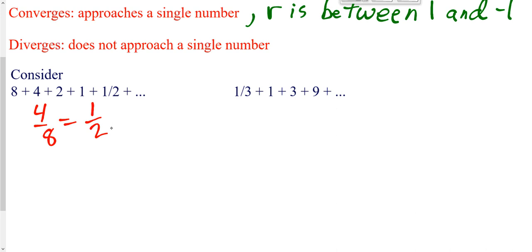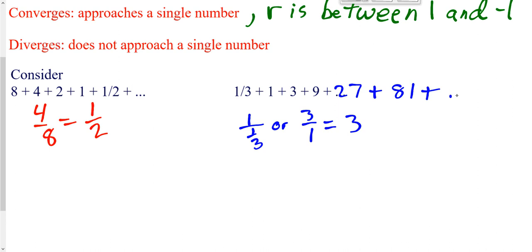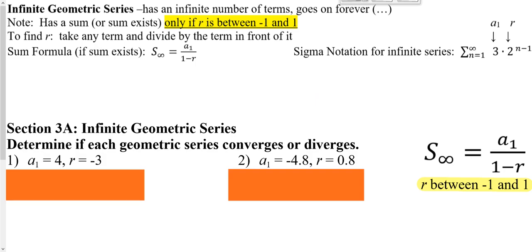Now the problem on the right, when you take one term divided by the previous term, or even take 3 divided by 1, you get 3. This would diverge. You would not approach one number. And if you think about this, you're continuing to add larger and larger numbers each time, so it's going to keep getting bigger and bigger. Now over here, you're adding smaller and smaller numbers each time, so it will approach one particular number.